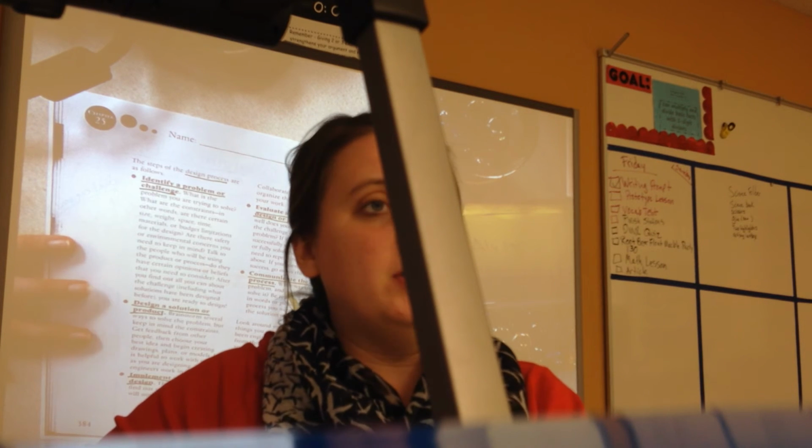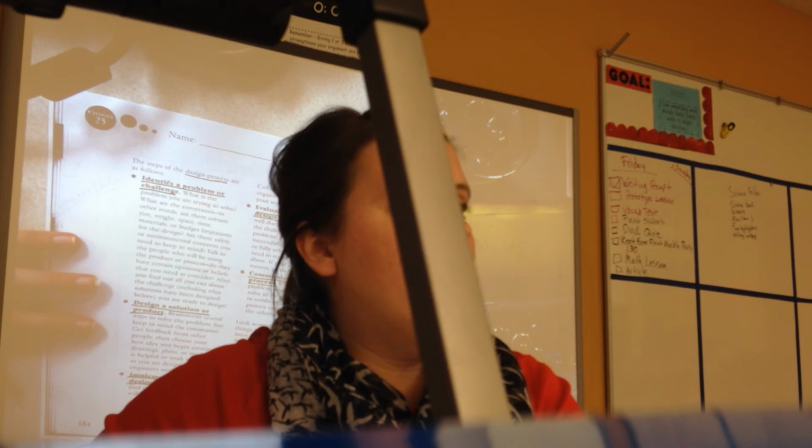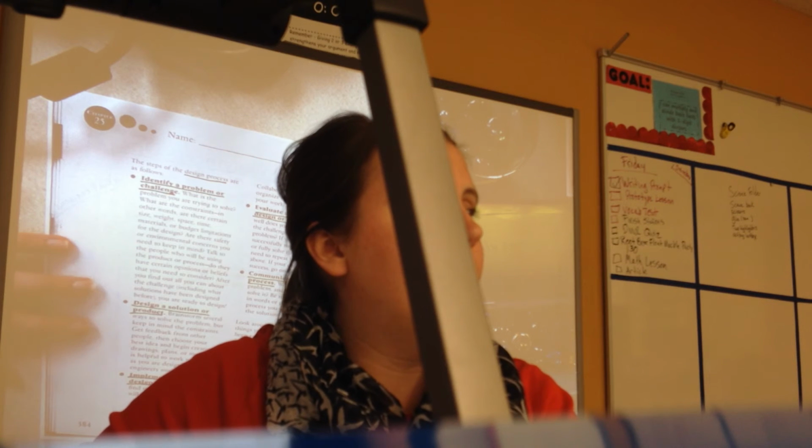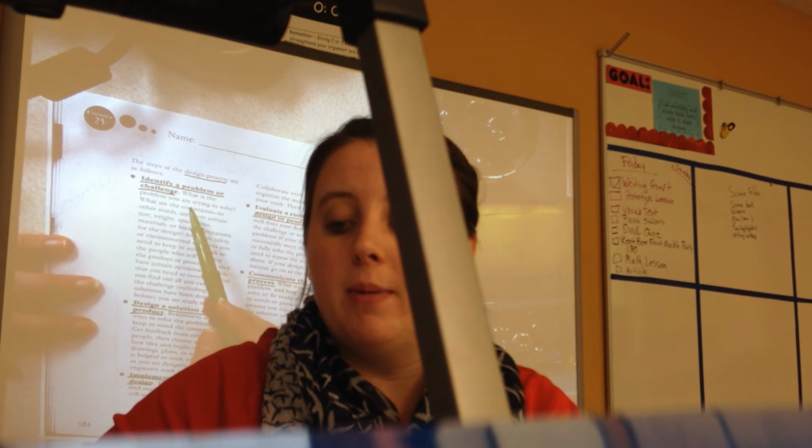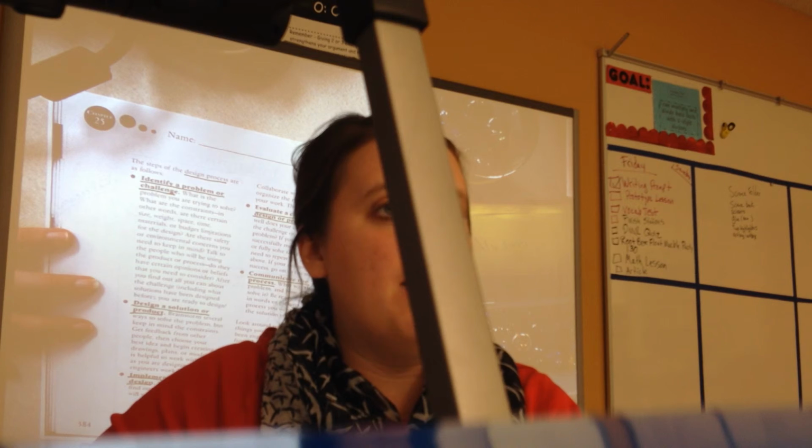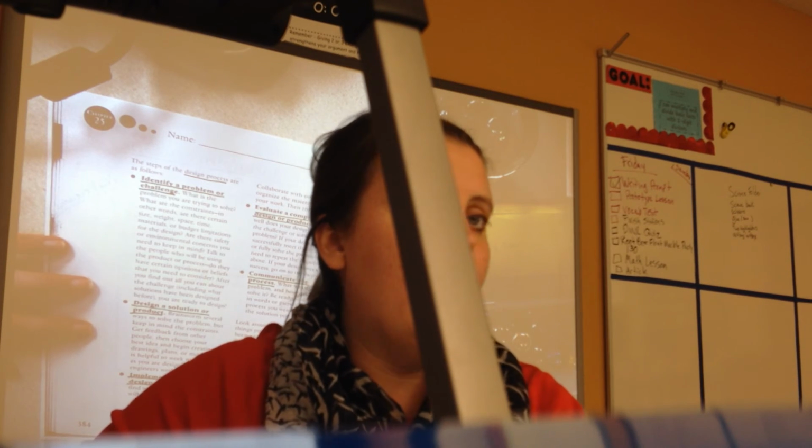All right, what I would like for you to do with your group, I'd like for us to go around in our group and take turns reading. I'd like for you to read this, and we're going to come together and talk about what each paragraph is mostly about. All right? Go ahead and begin.